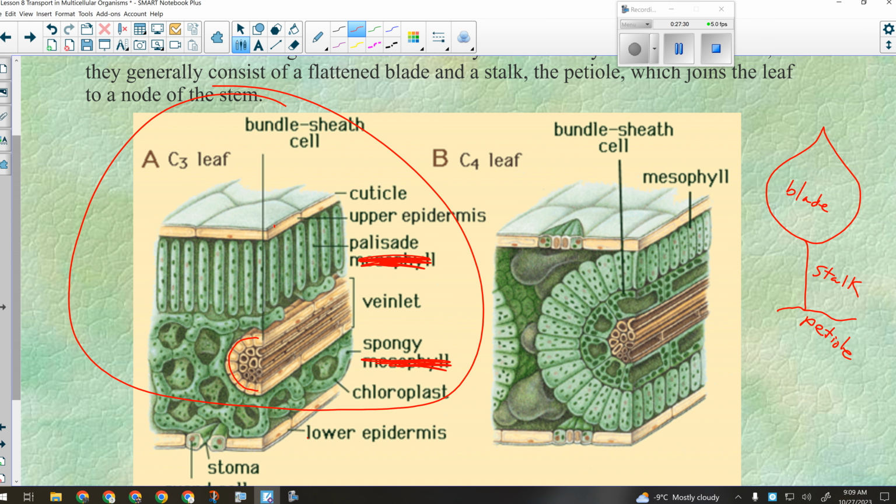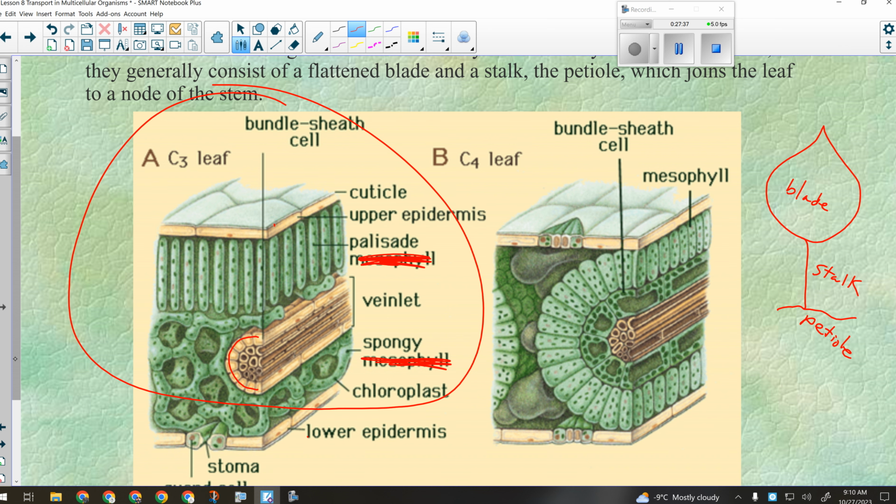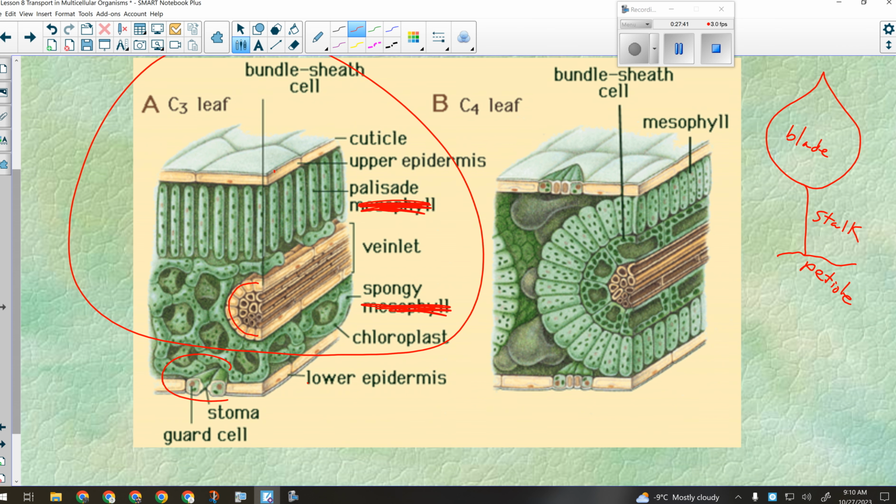Then we go down to the lower epidermis, which again secretes the cuticle, but embedded in the lower epidermis are those stomates that we talked about before. Now, the stomates are the things that can open and close, because a stomate is made up of two guard cells.